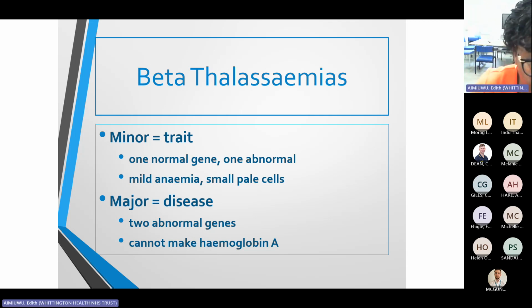and they're pale. While the major disease, which is beta thalassemia, referred to as transfusion dependent, they have 2 abnormal genes. They cannot make hemoglobin A.